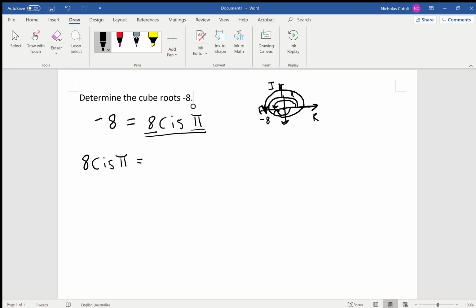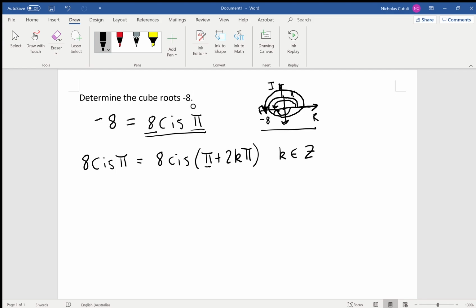So another way we could write 8 cis pi is in terms of 8 cis (pi plus 2k pi), where k is an element of the integers, all the integers, positive and negative integers. Okay, so what I'm saying here is this angle can be pi plus 2 times whatever whole number we want, okay, or negative number as well. And that will give us all these options, all these possibilities that we just talked about in this diagram.